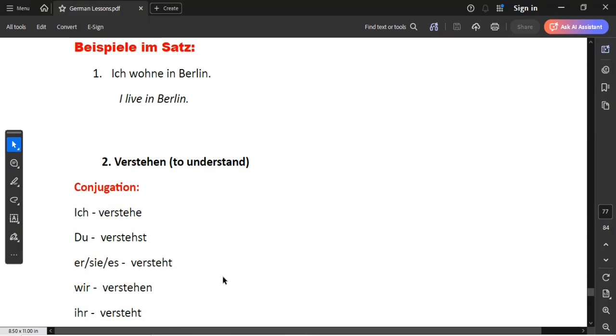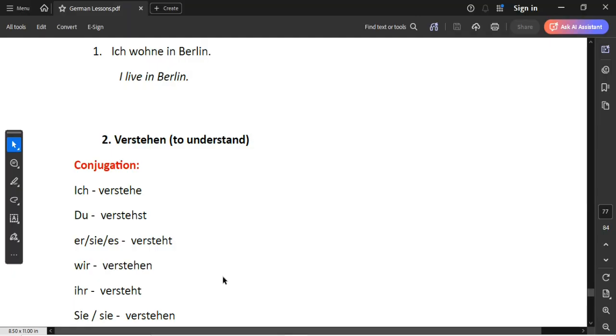I'll just go faster on this, because if you have understood how we conjugate wohnen, verstehen, which means to understand, is going to follow the same rule. So when you conjugate verstehen, it will be ich verstehe. Du, it will be verstehst. Er, it will be versteht. Wir, it will be verstehen. It will still remain the same.